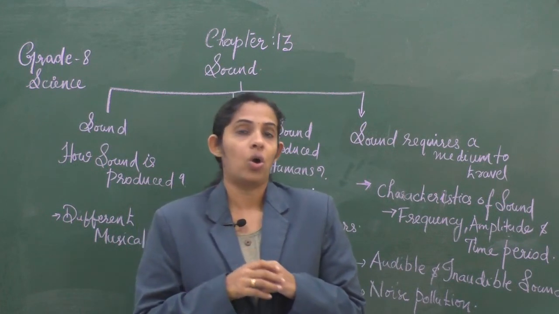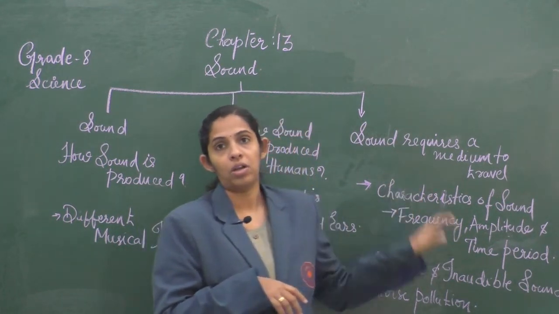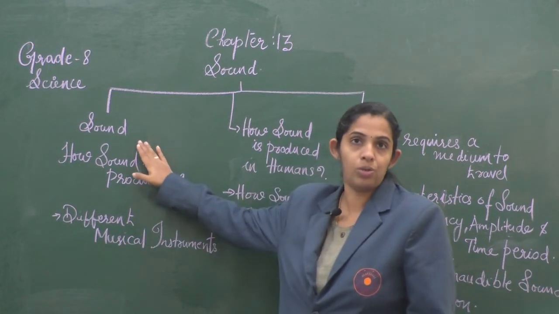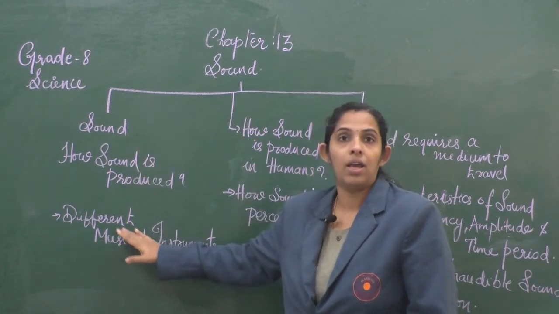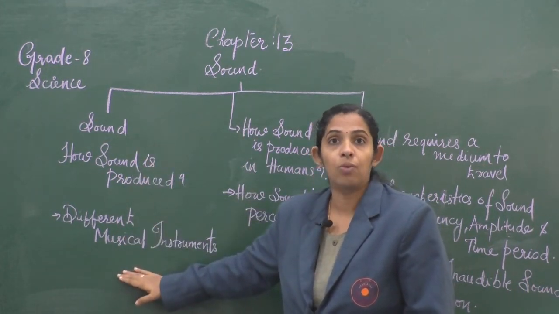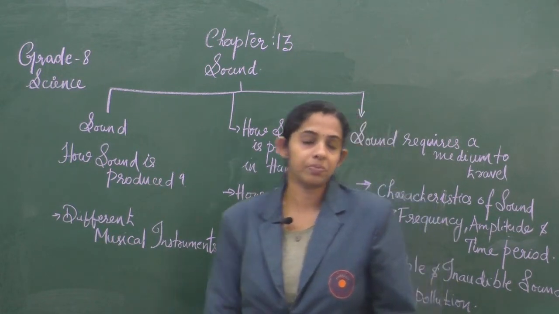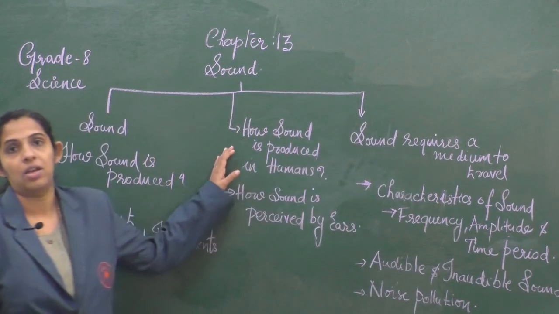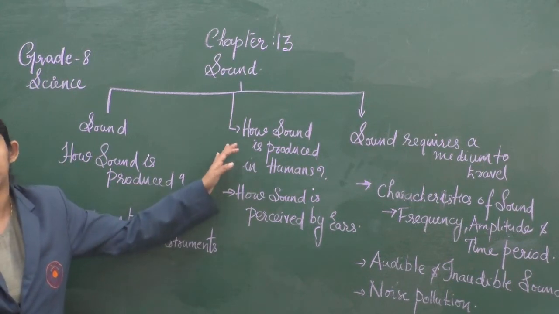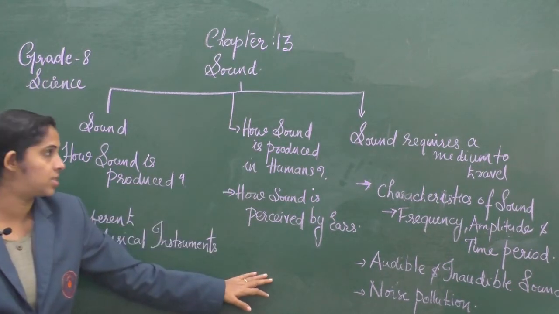So children, that's what the mind map is all about. We have discussed the term sound, how it is produced, and in different musical instruments, what the different vibrating parts are. Then we have discussed how sound is produced in humans and how it is perceived by our ears.